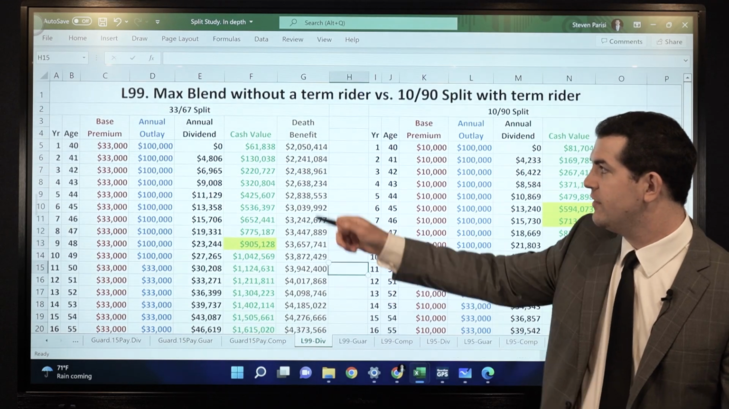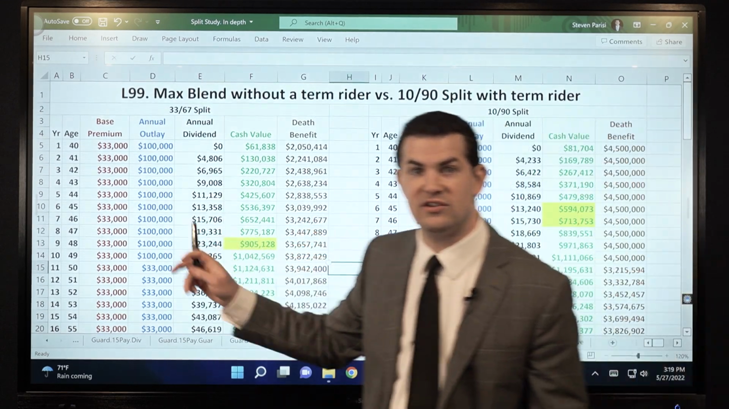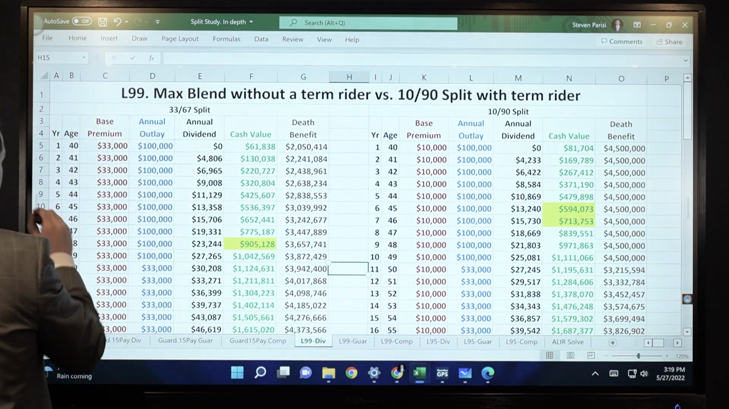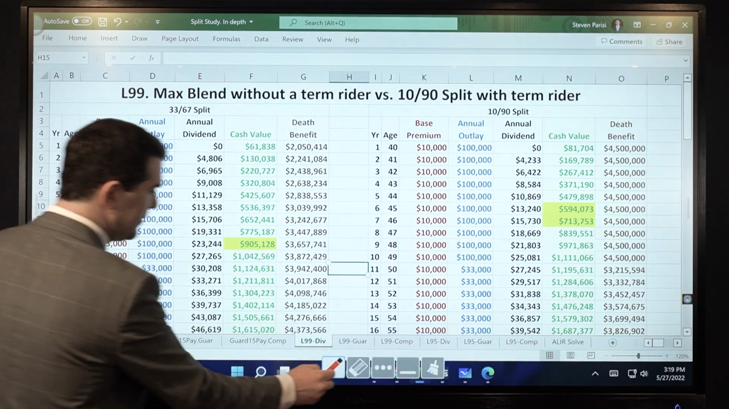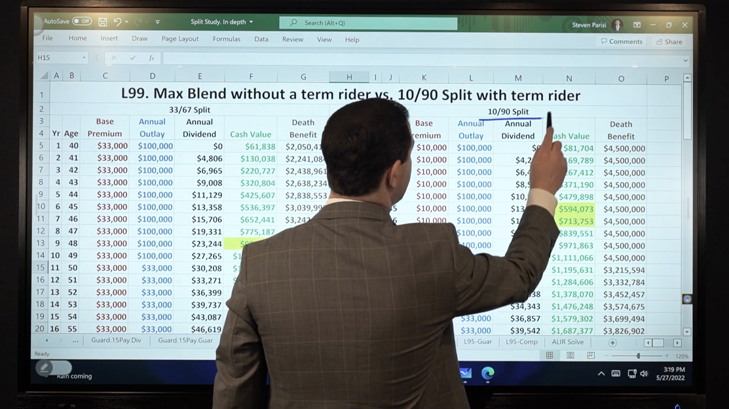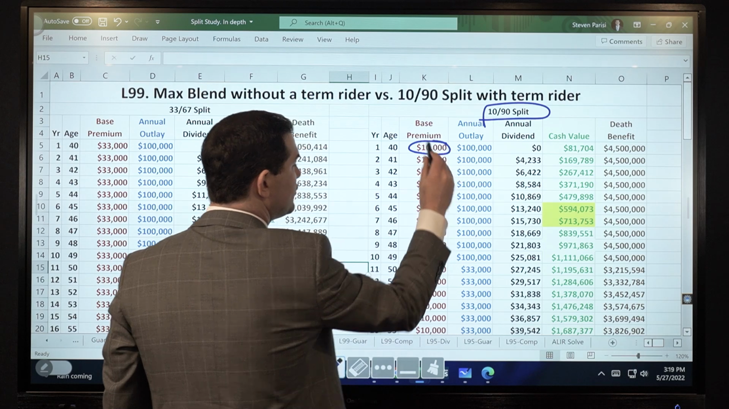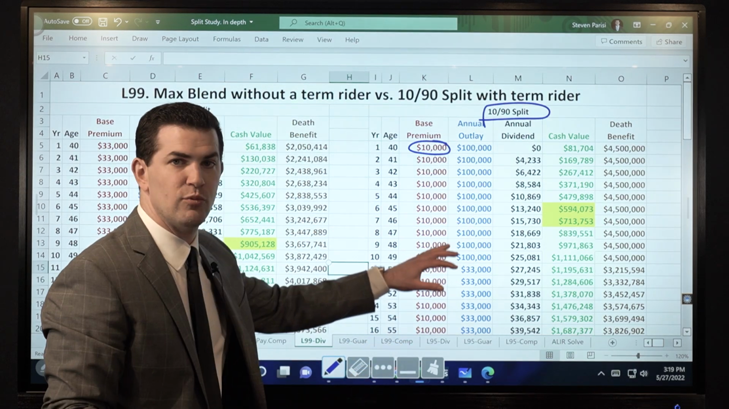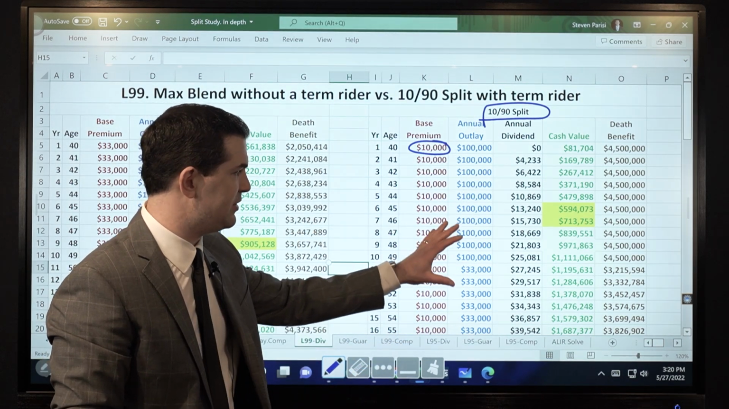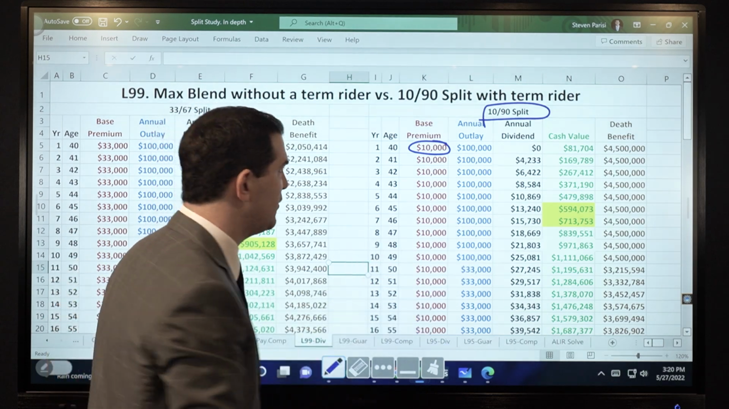Before we do that, let's do the same thing we did for the 3367 for the 1090 design. So what we've got here is as follows. 1090 split. Where's the money going? $10,000 base premium. We didn't include the term rider in this part. In this particular sheet here, I am going to hit on it very, very shortly.